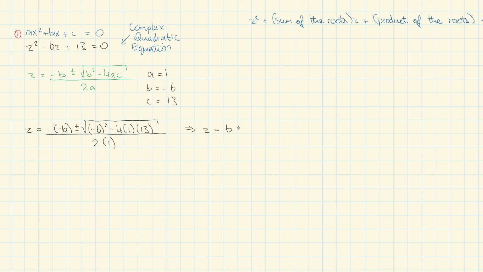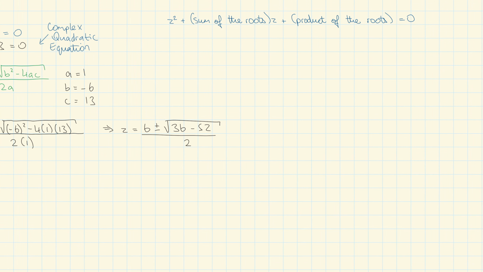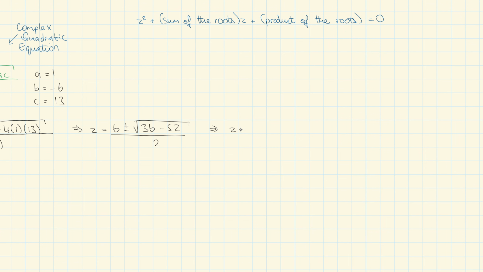Tidy up. So that's 6 plus or minus the square root of 36 minus 52. Now this part we'd usually just put straight into the calculator, but you'll see here we'll get a negative answer. So it's a better approach to deal with the root by itself, because if you put this as a whole into the calculator, it'll kick back an error. So 36 minus 52 will give me minus 16. z is equal to 6 plus or minus root of minus 16 all over 2.